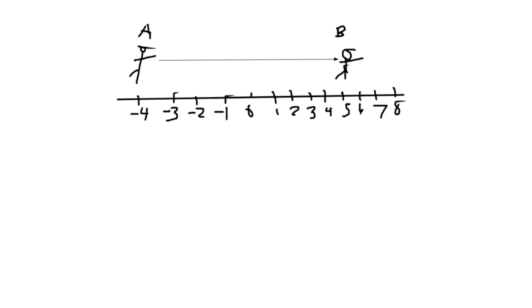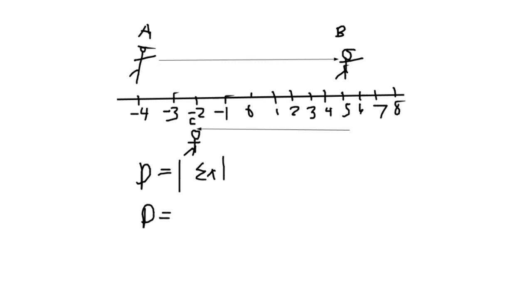And then what he next does is he travels again to -2. So this is position C. So position A, nasa -4 siya, and then position B is +5. Position C now is -2.